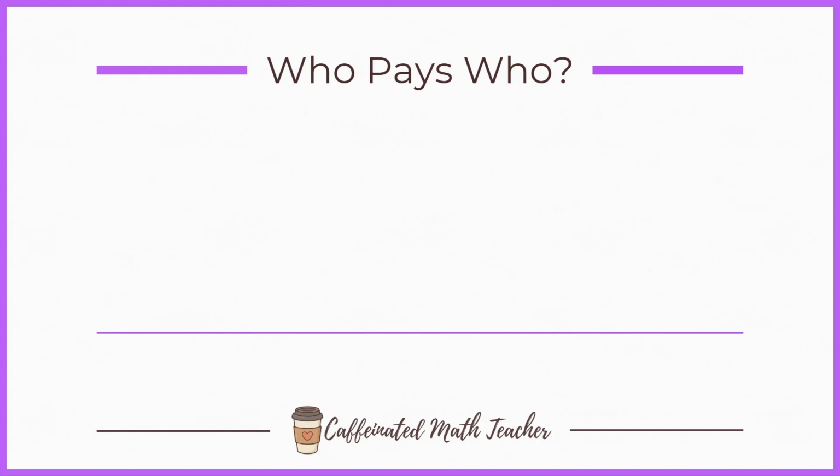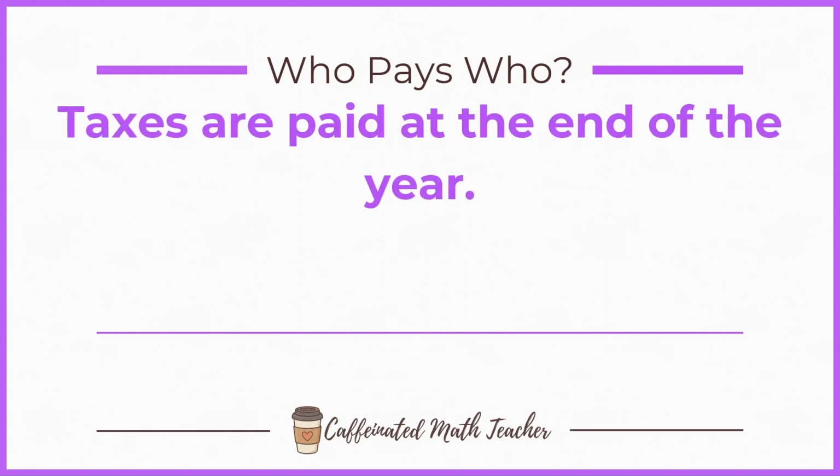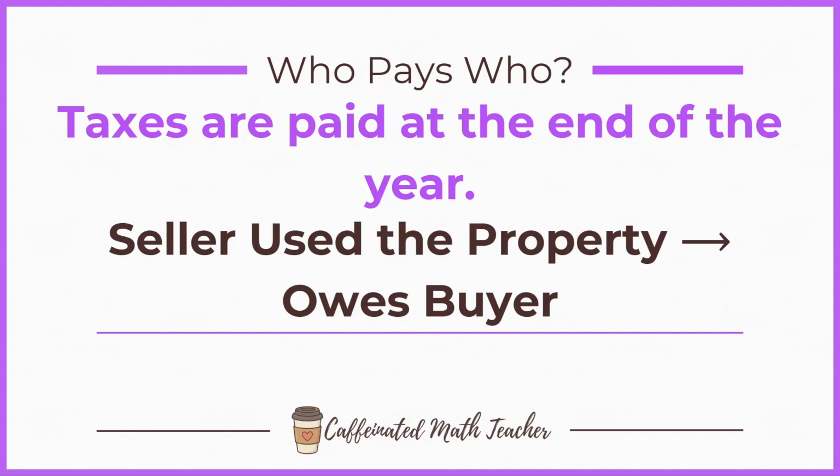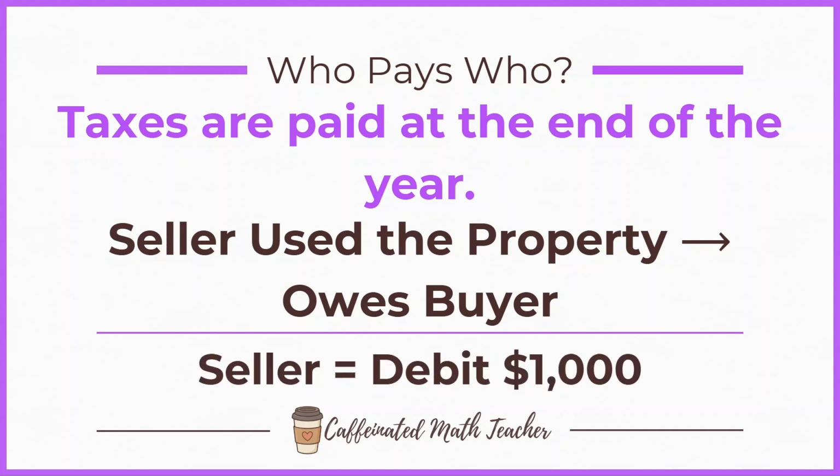Now comes the part that confuses most people. Who actually pays who? The key detail here is that taxes are paid at the end of the year. This means they have not been paid yet, but the seller has already used the property for those 100 days, so the seller owes their portion of the taxes to the buyer. This means the seller has a debt of $1,000.